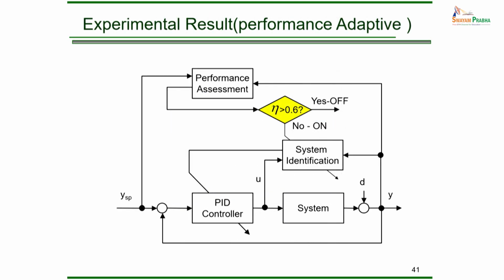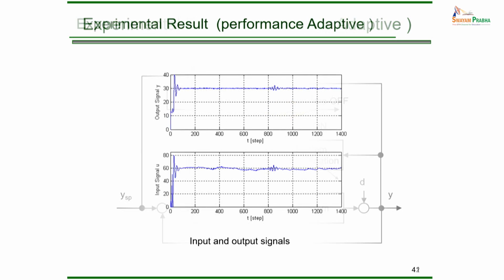Now let's apply performance adaptive control to the same system. Our threshold is that the performance index has to be greater than 0.6. If it is greater than 0.6, you don't need identification or adaptation. Turn everything off. Let the controller do the job. On the other hand, if it is less than 0.6, you have to turn the ID algorithm on, do online recursive least squares, feed in those parameters to come up with new controller constants.